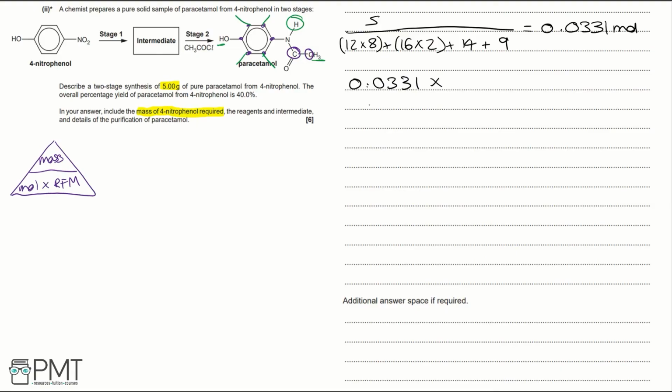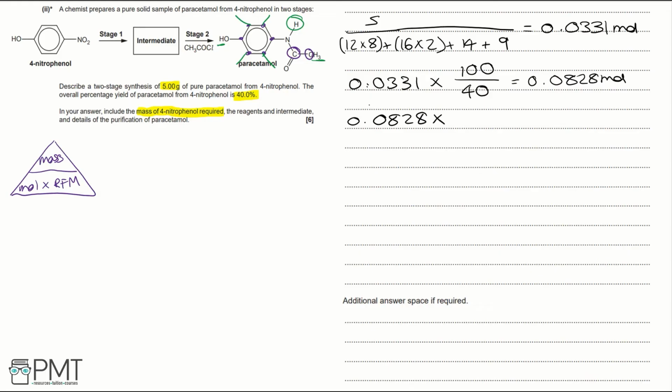Next, we need to work out the moles of 4-nitrophenol, and that would be taking the moles 0.0331 and multiplying them by 100 over 40. I'm doing this because we're told in the question that we have a 40% percentage yield. That gives us the number of moles of 4-nitrophenol as 0.0828 moles. But we want the mass, so using our equation triangle, we need the moles times the relative formula mass.